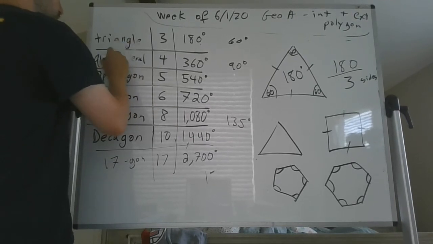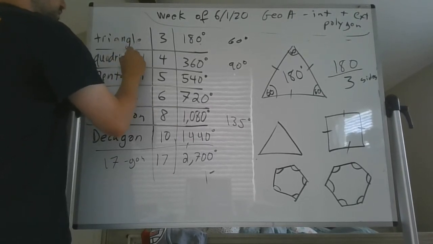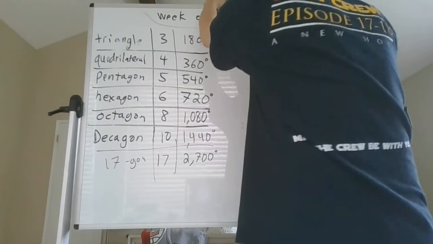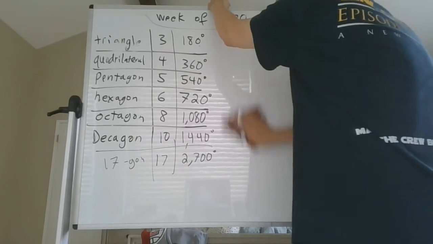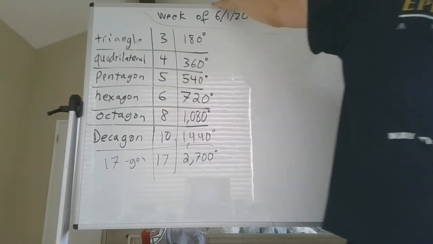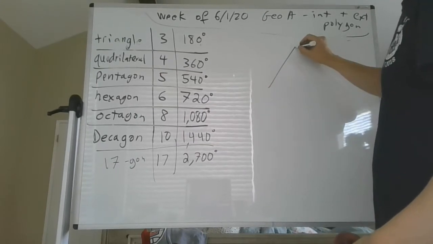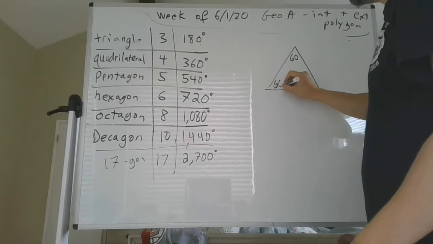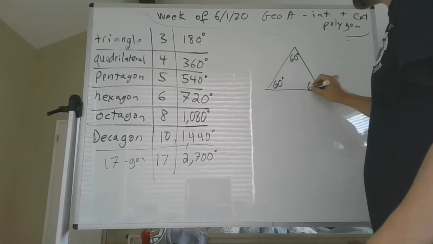Triangle, quadrilateral. Okay, now how about exterior angles? And to do exterior angles, exterior is very easy, actually. I'll give you a little example here, okay? Now, if we were in the classroom, I'd have you guys actually do it with a protractor and all that, but let's take our regular triangle that is 60, 60, 60.